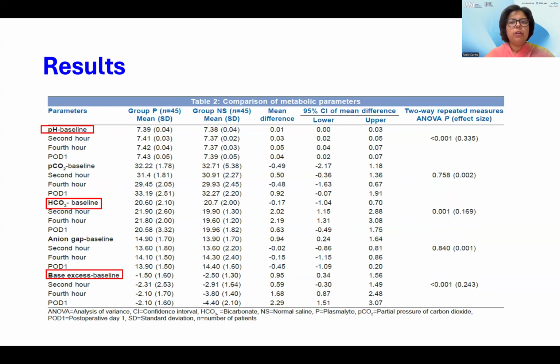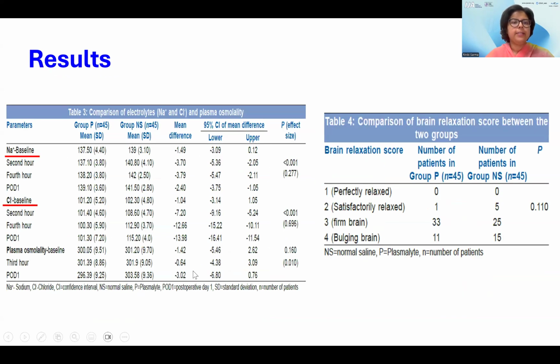In this table, comparing the metabolic parameters, we can see that for pH at various time points, bicarbonate at various time points, and base excess at various time points, there was a significant difference between these two groups. The pH was significantly lower in the group NS. Bicarb was significantly lower in group NS. Similarly, base excess was lower in the group NS.